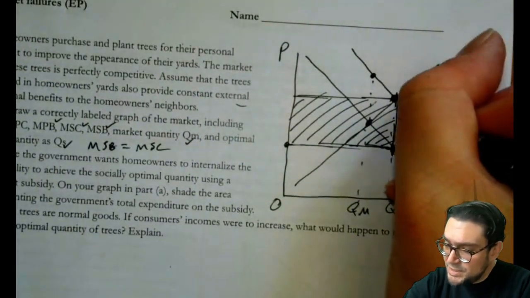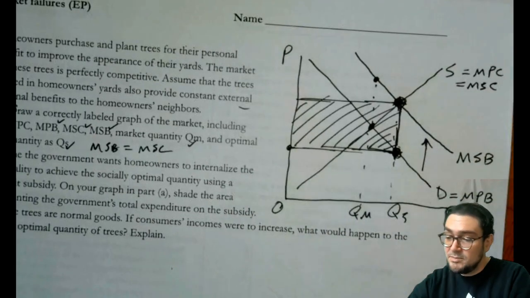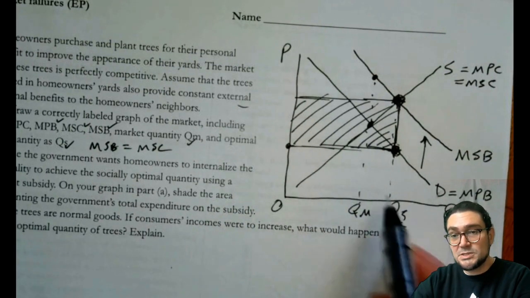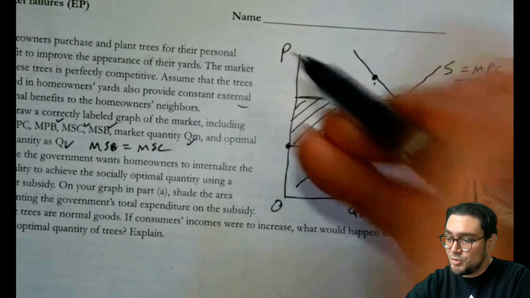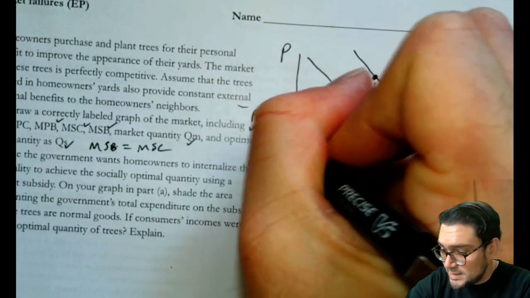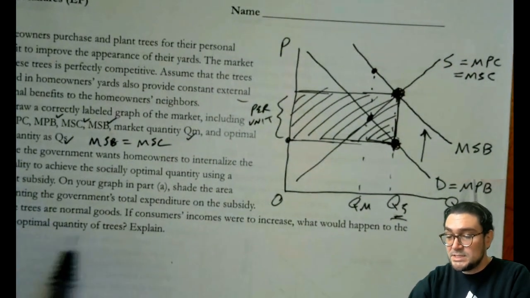It's something that we didn't necessarily focus on during class, but really they want them to produce QS number of units. And so we're going to subsidize QS units, and the per unit amount of the subsidy is that vertical distance.